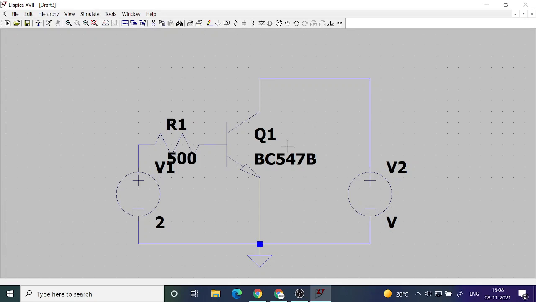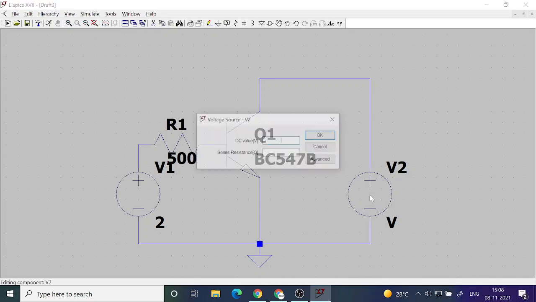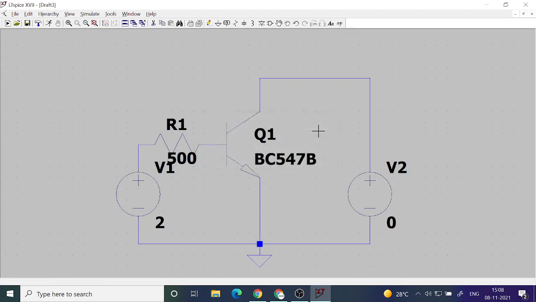Now let me give a value for this voltage. This voltage I am going to give initially 0 volt. 0 volt means I am not giving any potential. I am just connecting this just like a wire. This is just equivalent to connecting emitter and base. But let's see what happens.